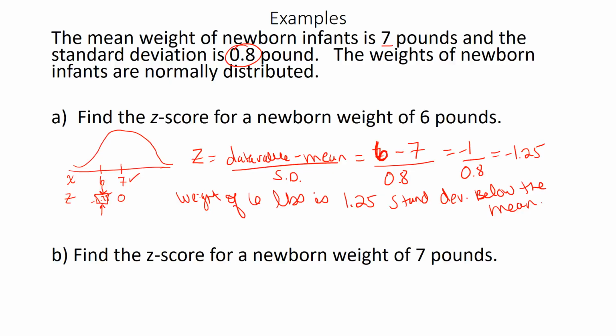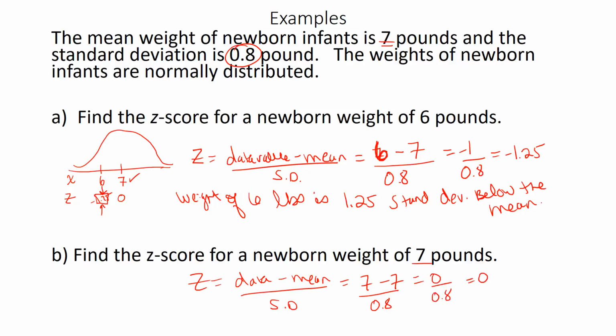And then it says find a z-score for a newborn weight of 7 pounds. Well, remember, it's data value minus the mean over the standard deviation. The data value is 7, the mean is also 7, and the standard deviation is 0.8. So you get 0 over 0.8, which is 0. That makes perfect sense, because here is the mean for the data set, x, and the corresponding z-score is 0 because it's right in the middle.